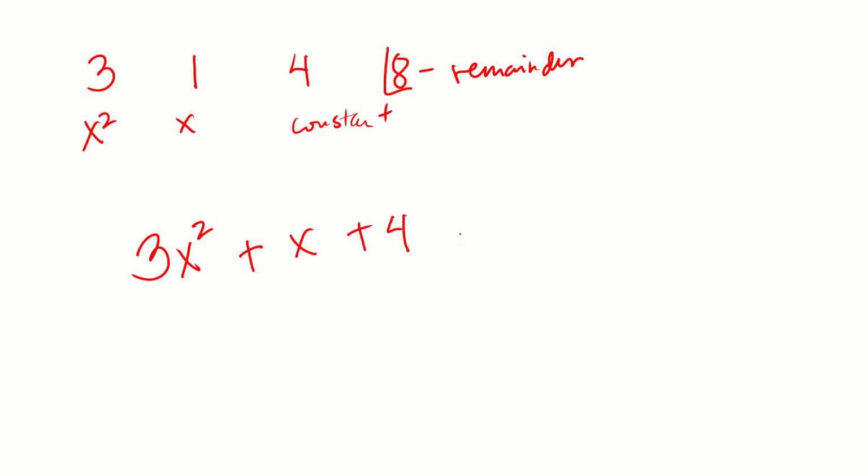Then, the remainder na plus, kasi positive yung remainder, 8 over, ano yung divisor natin kanina? Divisor natin is 3x minus 1. So, this will be our final answer. So 3x squared plus x plus 4 plus 8 over 3x minus 1.